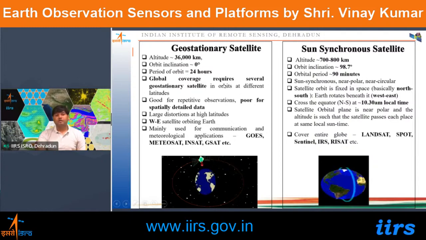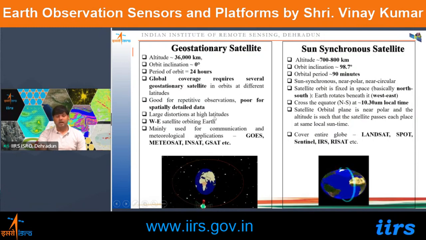Then global coverage requires several geostationary satellites. Suppose your Earth is there and your satellite is looking at the Earth's surface. So what about the remaining portion? The satellites are launched in different positions so that they can cover the entire Earth. This is good for repetitive observation because it is continuously seeing the same area, but poor for spatially detailed data. Why is it poor? Because height is one of the factors playing a role in spatial resolution, which I'll talk about. So that's why spatial resolution is poor here.